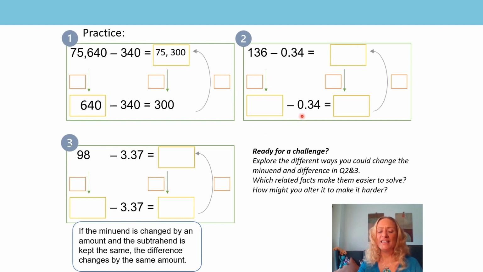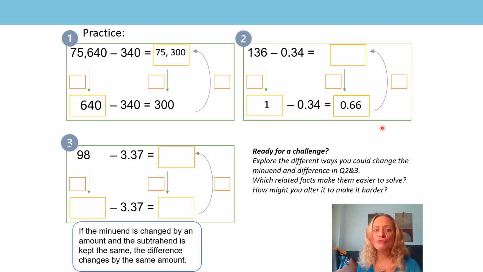So here our known fact could be 1 subtract 0.34. And that's really easy to do, isn't it? Because we know that 0.34, 34 hundredths, added to 66 hundredths would make 1 whole. And we're finding the difference between 34 hundredths and 1 whole. So our difference must be the 66 hundredths, 0.66. Well done. Okay, we're finished.